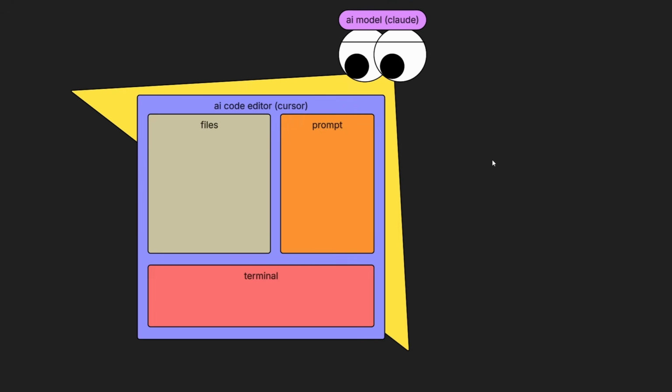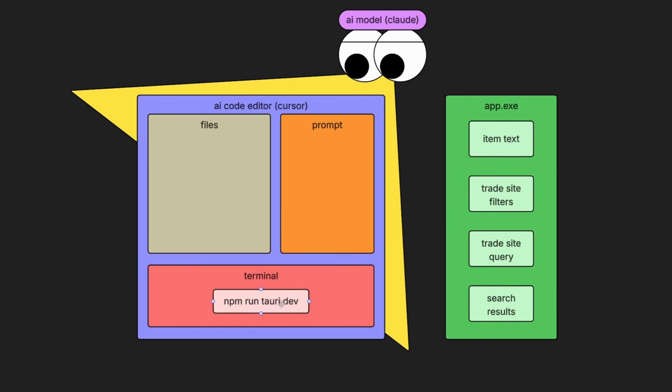So now that we've got a bug, it's a good time to talk about debugging with AI. So what are we looking at here? We've got our AI code editor, in this case Cursor, and it has some panels: files, prompt, terminal, and our AI model, Claude in this case, is watching over all of that. So let's walk through what just happened. We ran a command in the terminal to start up our app, npm run tauri dev. And once our app was running, we stuck some item text in there.